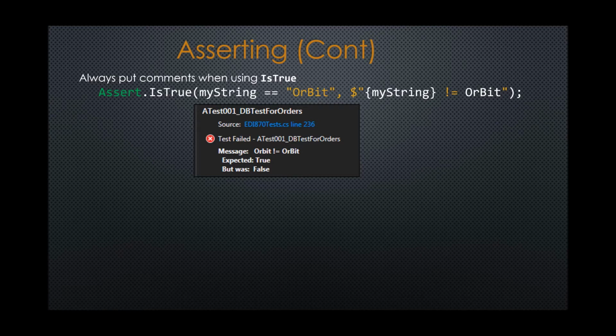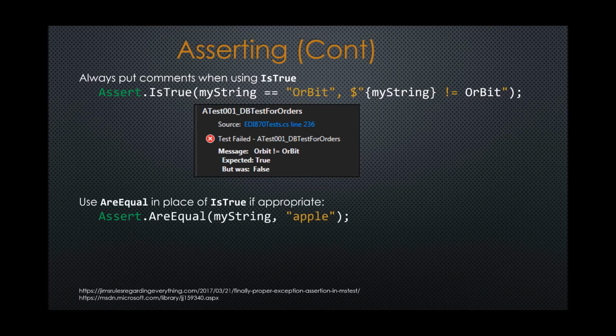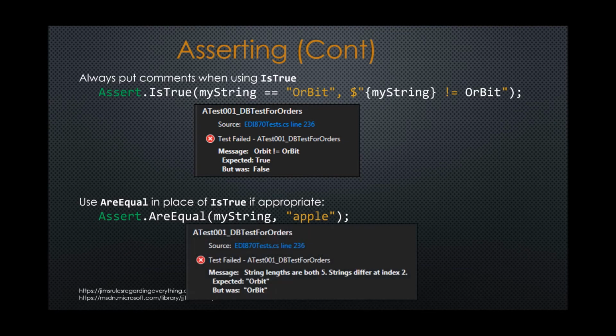Or, if appropriate, use the method AreEqual when comparing two strings. Even without an error message, as I'm showing in this line of code, Visual Studio throws the following error message. Here, Visual Studio even notes the index where the two strings differ.